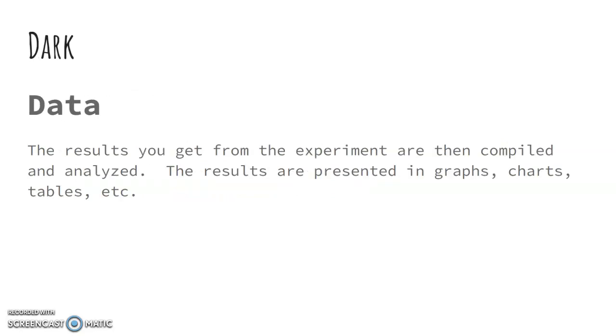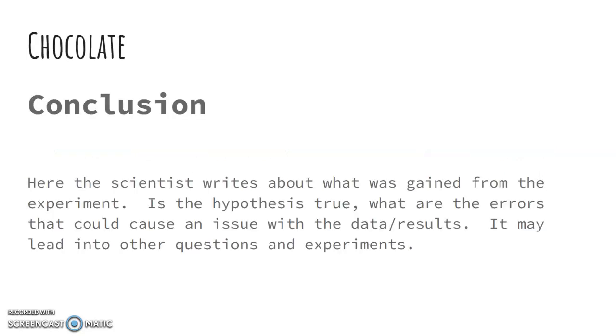The D is for data. So these are the results you get from the experiment that are then compiled and analyzed. Data could be measurements. They can be displayed in graphs, charts, tables, any kind of way that is appropriate for the type of data that you are collecting. So this is really what you're going to be able to use to identify whether or not your hypothesis was true or not, I should say.